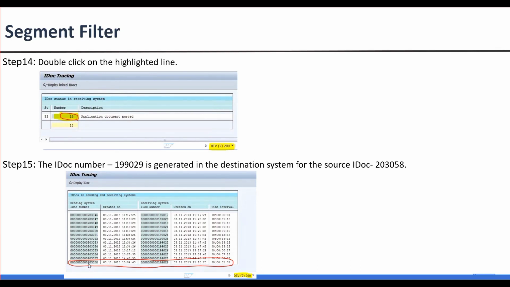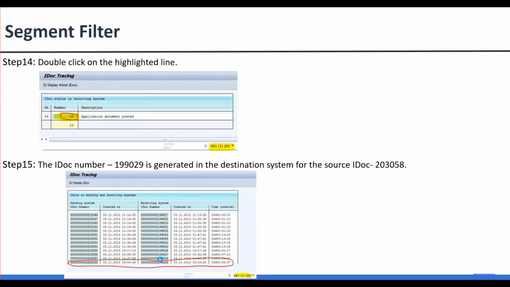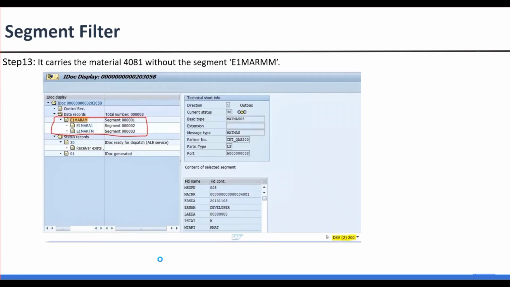Now you can see this is the sender system. In the sender system, this is the IDOC that is generated. With respect to this IDOC, you can see the receiver system number. If you double click on it, under the receiver system you can see the segment will be hidden. The segment will be detected in the receiver system. This is called a segment filter.